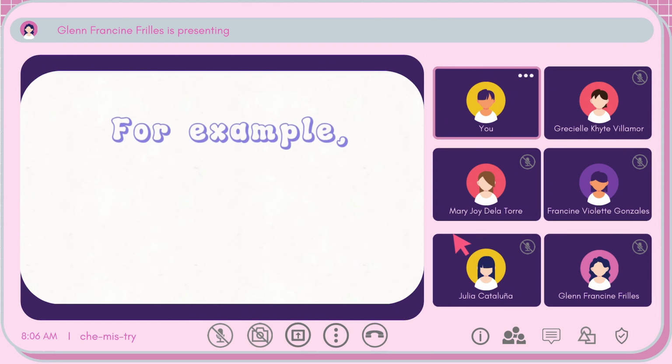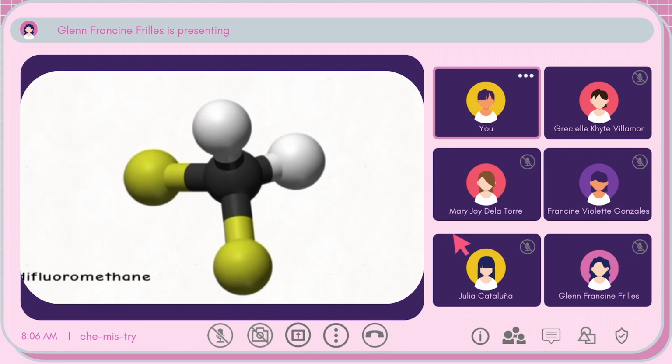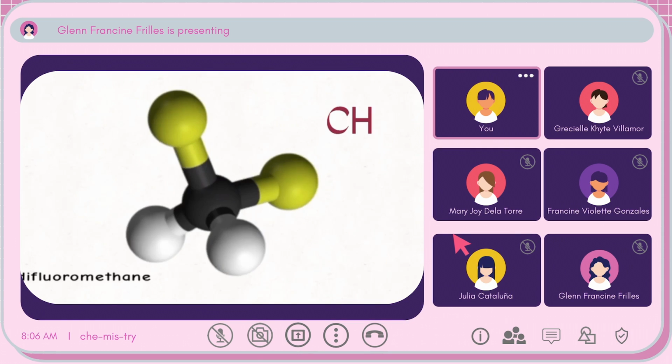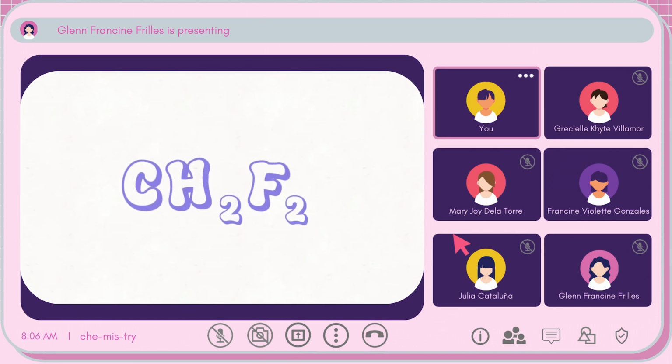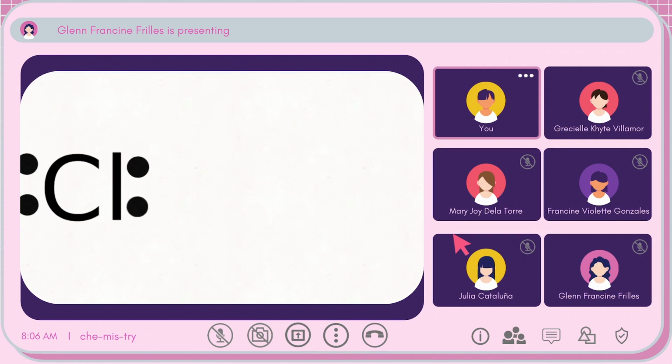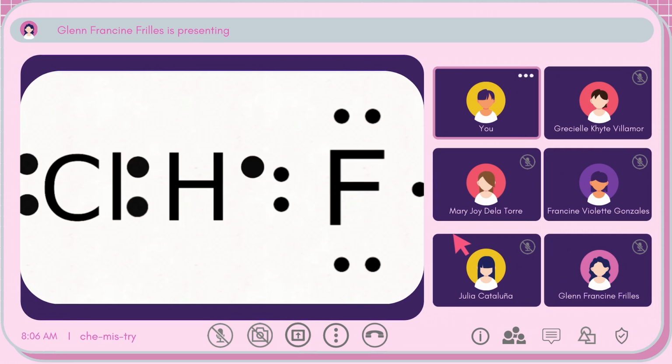For example, we'll do the Lewis structure of difluoromethane, which is CH2F2. Carbon has 4 valence electrons, while hydrogen has 1 and fluorine has 7. This is the Lewis dot structure of each of the atoms in this compound.